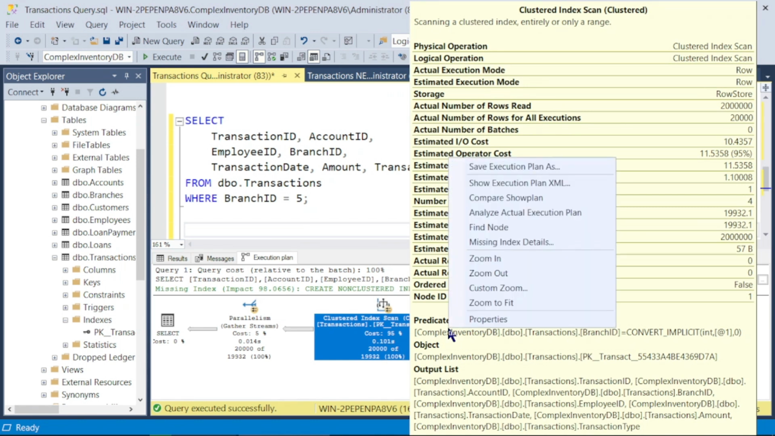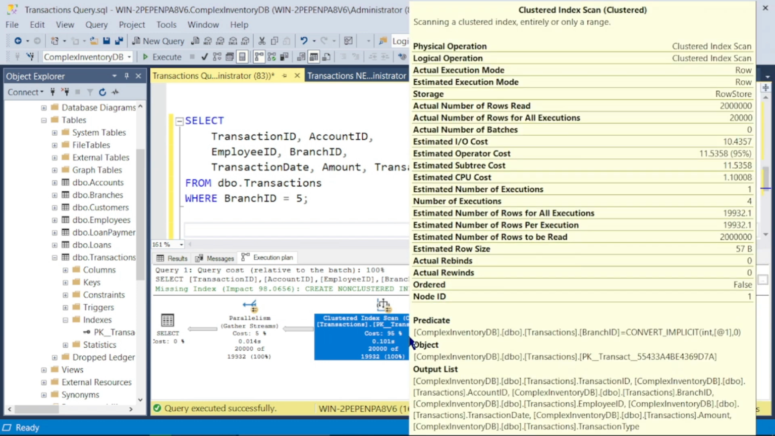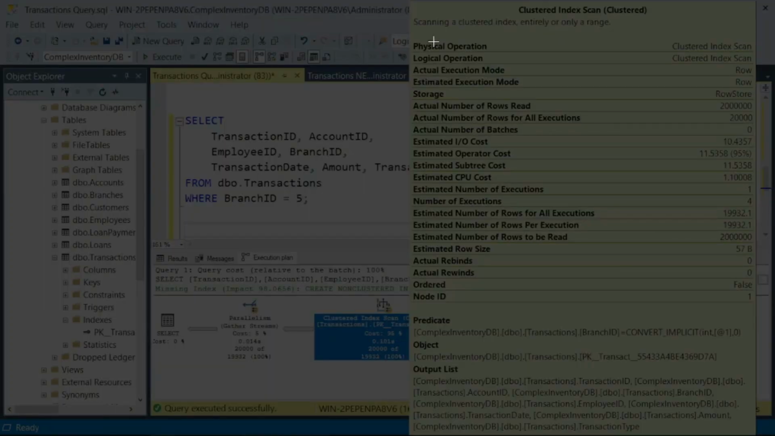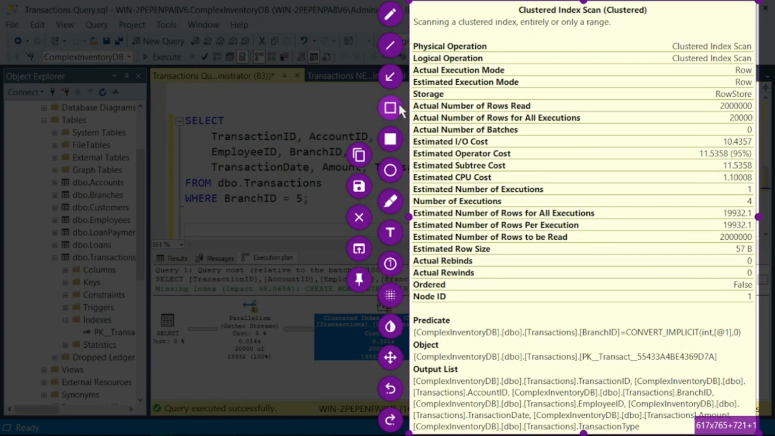What is an execution plan? Think of the execution plan as SQL Server's roadmap. Instead of simply giving us the results, SQL Server also explains how it found these results. It tells us which indexes were used, which operators were executed, how many rows were processed, how much work SQL Server had to perform. Let's start reading it.